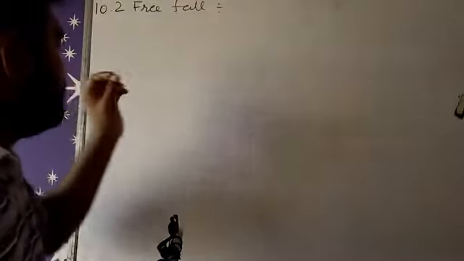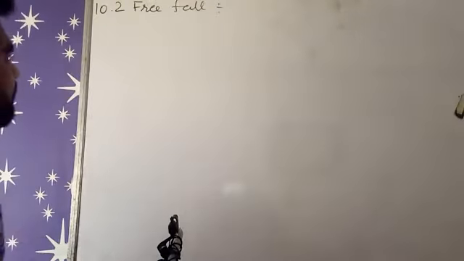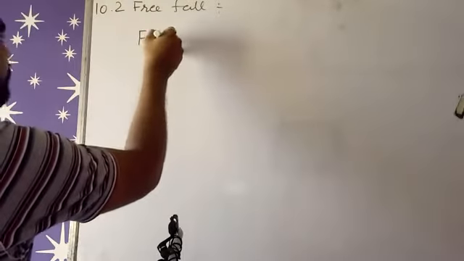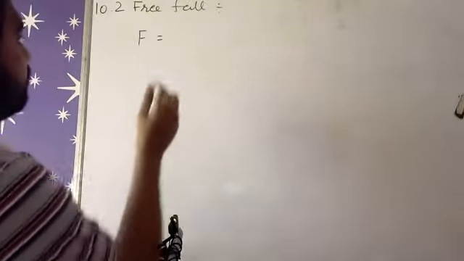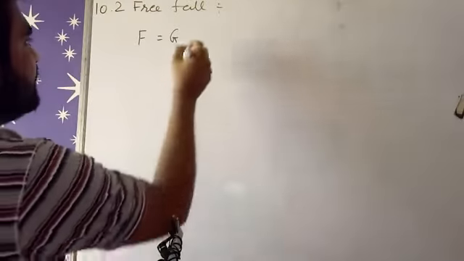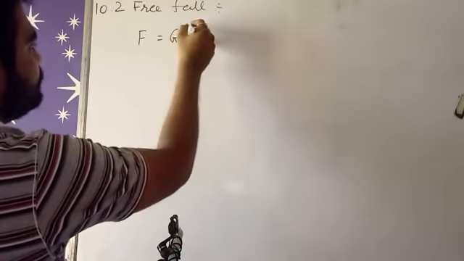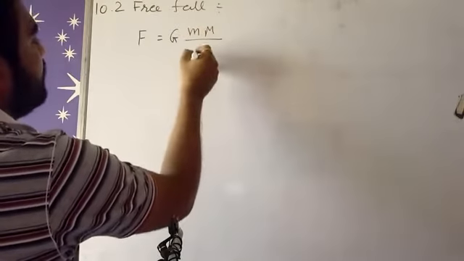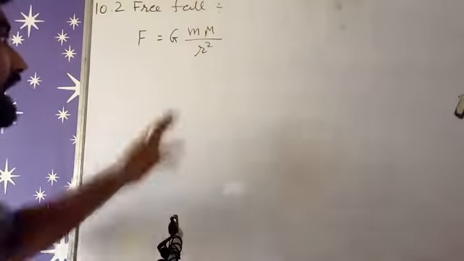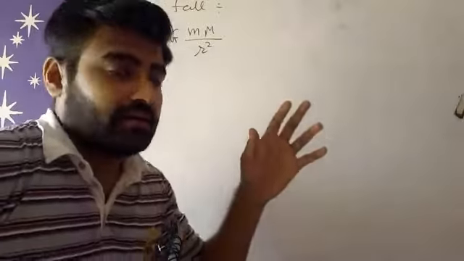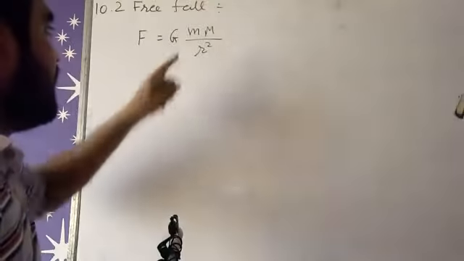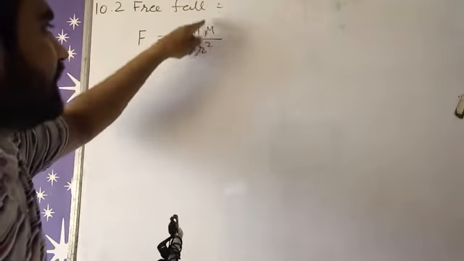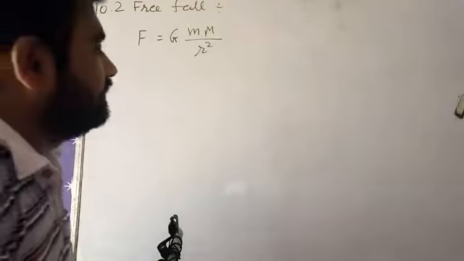So here we know that whatever the object is, the force exerted on that object because of the earth, the gravitational force between the earth and that object, will be F is equal to G M m upon r square. r is the distance between the earth's center and the object. m is the mass of that object, capital M is the mass of the earth.